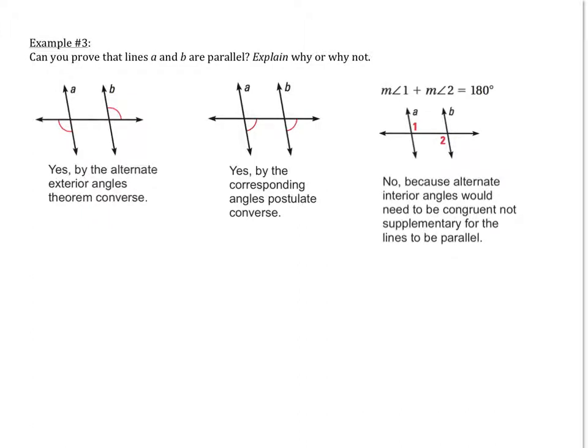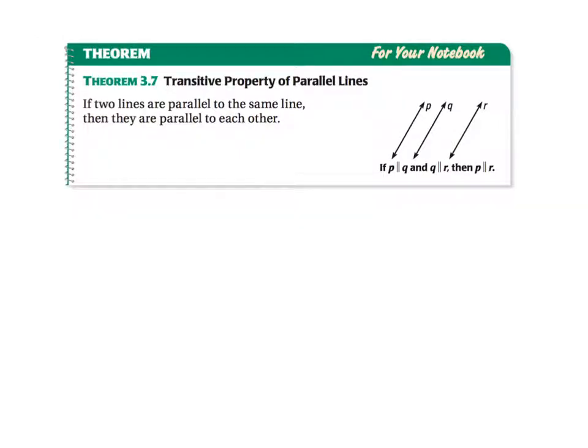And we'll end this section with a theorem. It's called the transitive property of parallel lines. So remember, the transitive property basically said that if angle 1 is congruent to angle 2 and angle 2 is congruent to angle 3, then angle 1 and angle 3 would have to be congruent. So angle 2 is what they had in common, meaning it's the thing that linked angle 1 and angle 3 together. The transitive property for parallel lines works much the same.